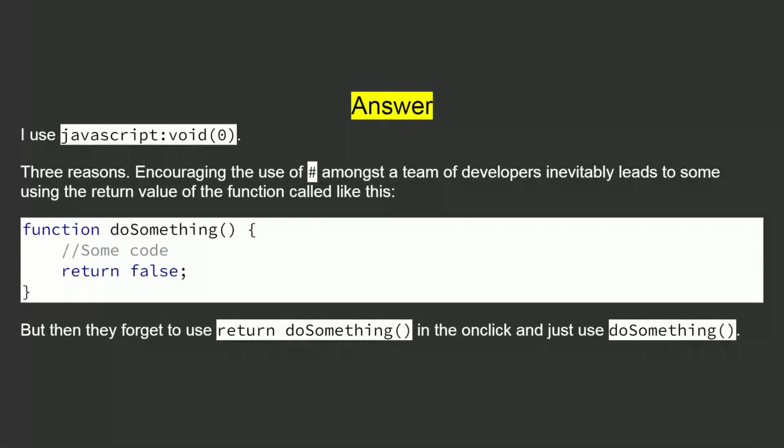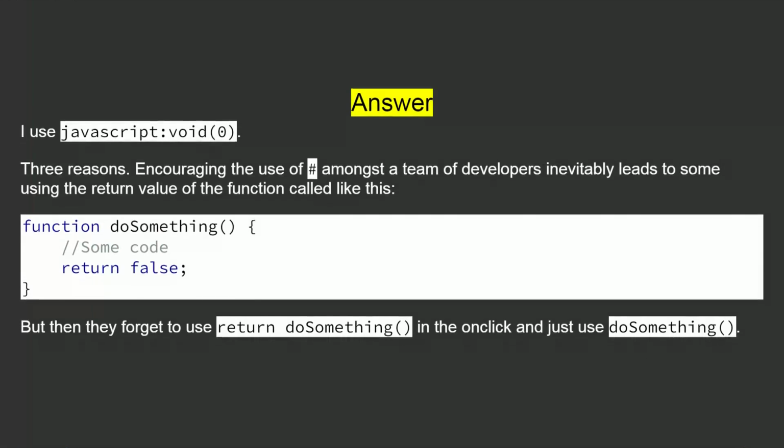I use JavaScript void 0. Three reasons. Encouraging the use of hash amongst a team of developers inevitably leads to some using the return value of the function called like this: function doSomething, some code, return false. But then they forget to use return doSomething in the onClick and just use doSomething.